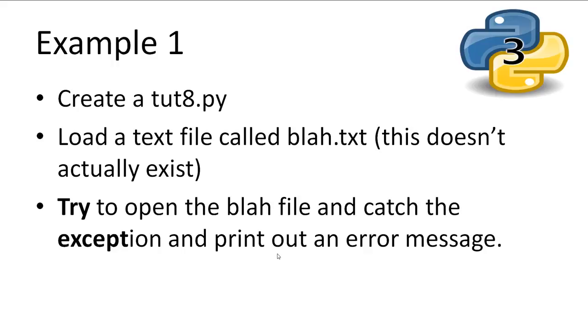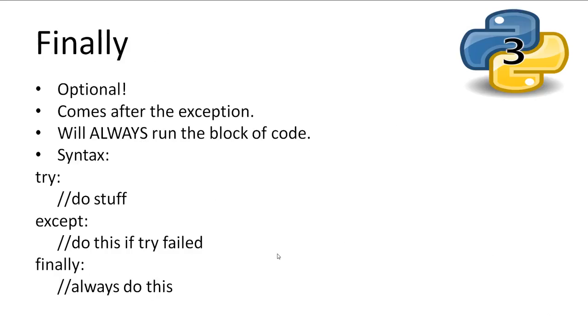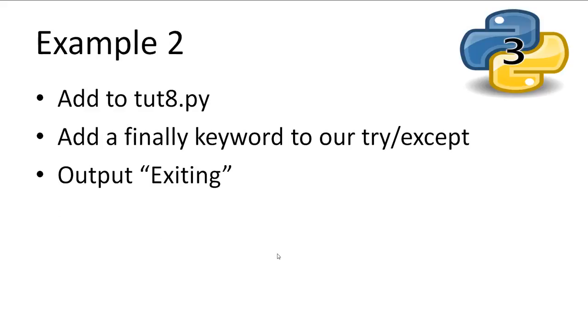So let's look at the optional keyword that we can add to our try except, which is finally. Finally is part of the try except, and it comes last. What it does is makes a block of code execute after the try except, whether it failed or not. This code will always execute. So let's edit our toot8.py and add a finally block which prints out exiting.